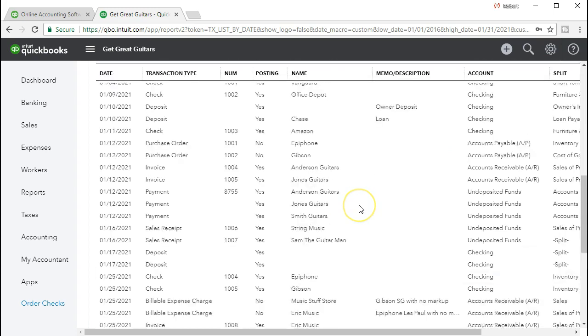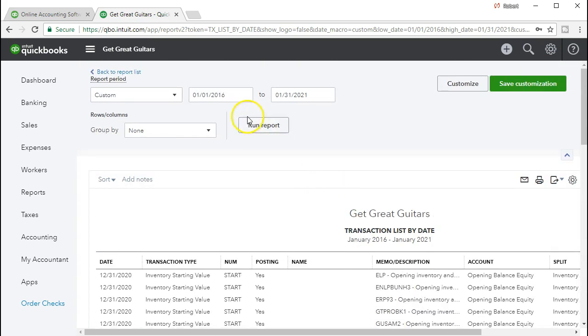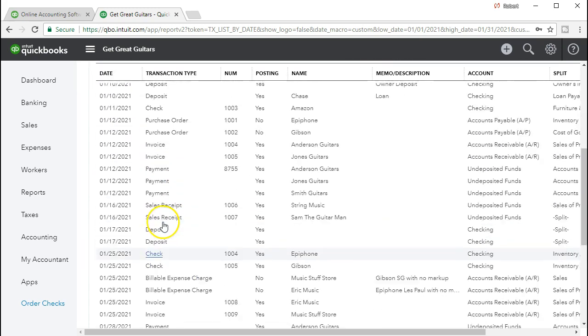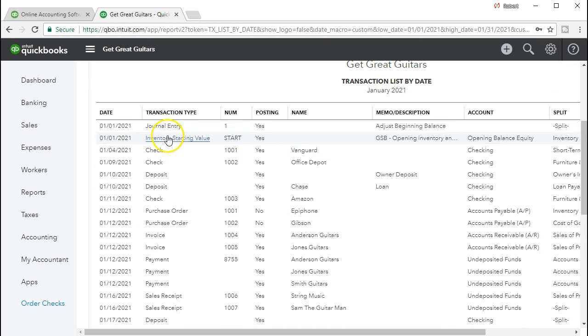So that's how we can fix this. Now I'm going to change this back to 01/01/2021. We'll go ahead and run this report once again, and we'll have our dates back to January 1st, 2021 through the 31st. Now this will have the date, and it's going to have the transaction type, which is really important. That'll tell us if it's a journal entry, a check, or a deposit. So this is really useful information when checking this stuff off.